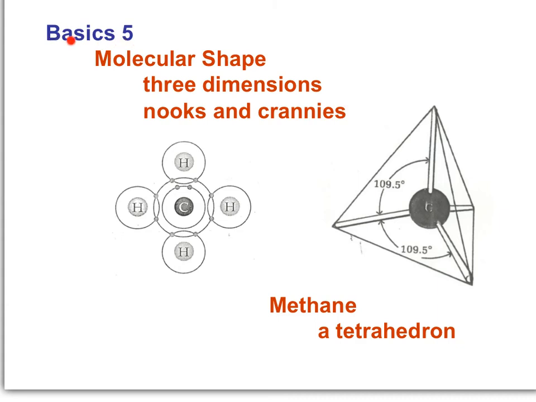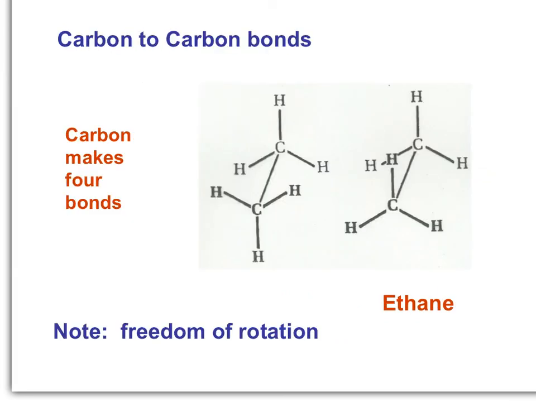And Basics 5, the last of the basics, is one last thing to think about as we move forward with molecular biology, and that is molecular shape. Shape is very important to function, and you should always be thinking about the shapes of molecules, particularly their three-dimensional shape. On the left is a flat two-dimensional representation of methane, CH4. I showed you this image earlier in the movie, but on the right is the actual shape of methane. It's actually a tetrahedron.